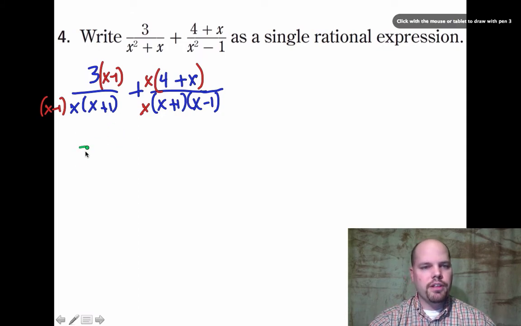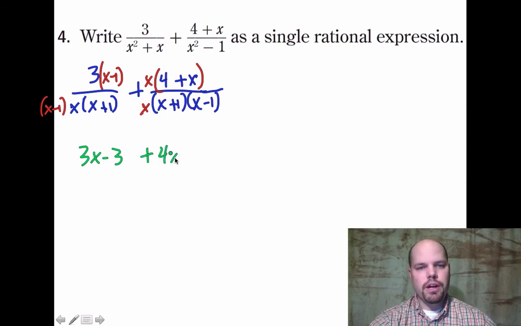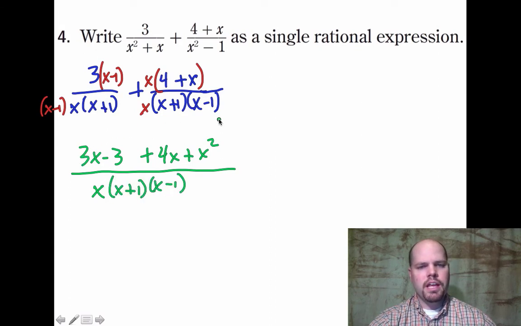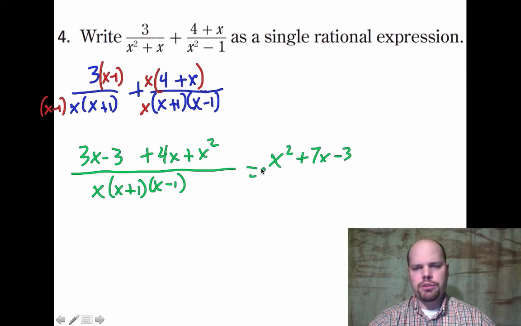So I'm going to have 3x minus 3 plus 4x plus x squared, all over, so I just added the numerators because I have a common denominator, which would be x times the quantity x plus 1 times the quantity x minus 1, and then I would simplify that as much as I can. Let's put it in standard form. I have an x squared, and I have a 4x and a 3x, so that'd be a 7x, and I have a minus 3 over x times the quantity x plus 1 times the quantity x minus 1.